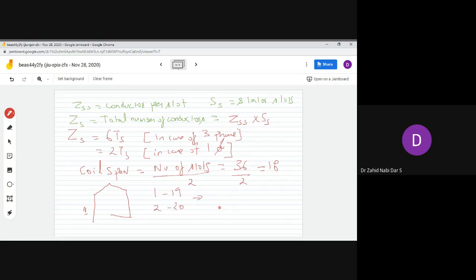If it is a full pitched winding, it means the coil span will end after the total. Let's see, the coil span is 18 and it is connected, like first slot is connected to the 18th slot. Suppose 36 slots are there, so it's a full pitch winding. So that means it will start from 1 and end at 36. And between 1 and 18 there would be 1 and 19, there would be a coil span.